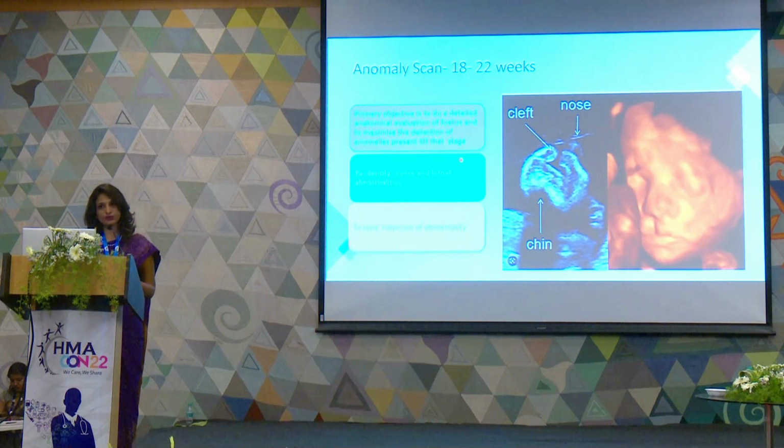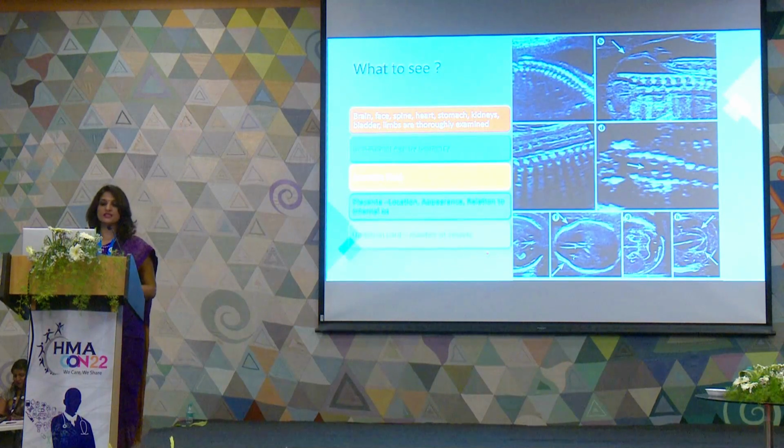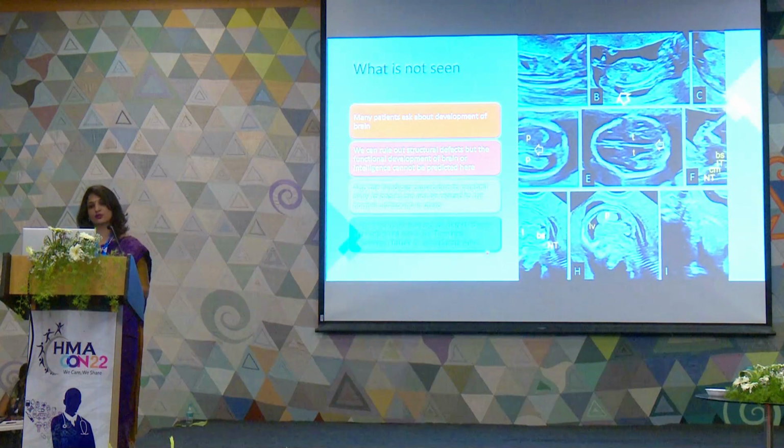Anomaly scan, again one of the important scans, is done at 18 to 22 weeks of gestation. The primary objective is to do a detailed anatomical evaluation to identify severe and lethal abnormalities and to raise the suspicion of abnormality. What is seen? Of course, all the anatomical structures, including brain, face, spine, etc., are thoroughly examined. Gestational age is again determined by the biometry. Amniotic fluid assessment, placental assessment, and umbilical cord assessment are also done.